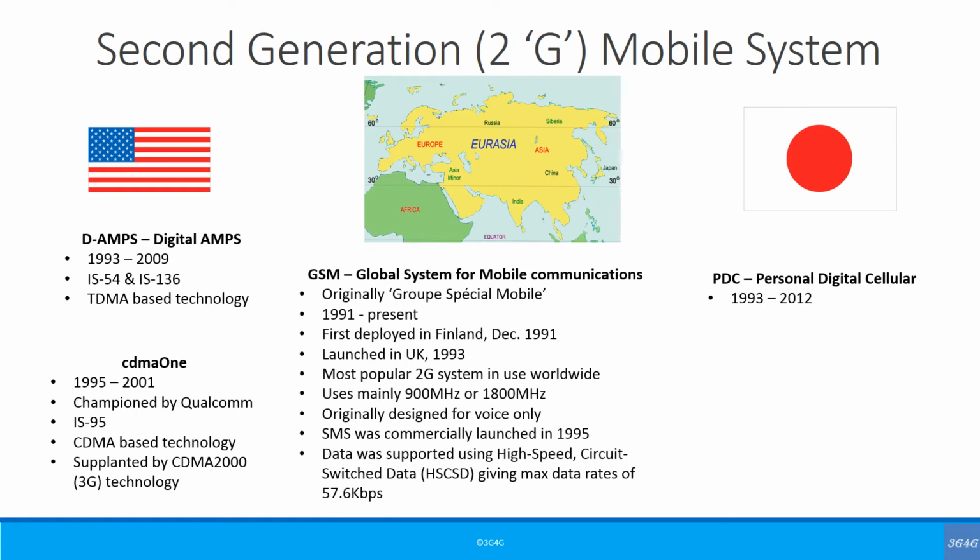The most popular 2G system is GSM, which we still use. It was introduced in 1991, first deployed in Finland and then also in the UK. But it is and it was the most popular 2G system. Most countries in Europe and Asia used this 2G system, and there were only two frequencies which were mainly standardized. There are some variations, but generally it uses the 900 or 1800 megahertz spectrum.